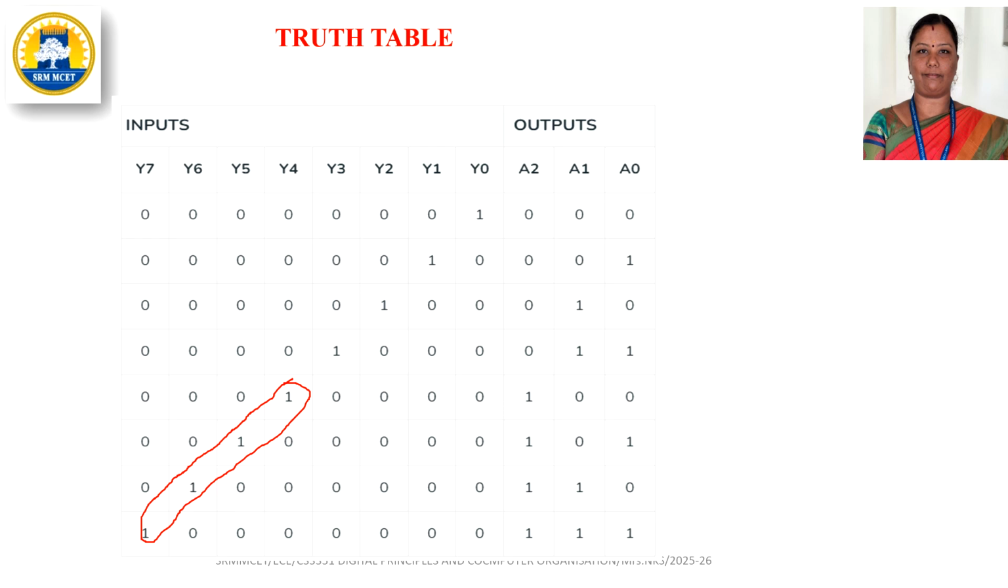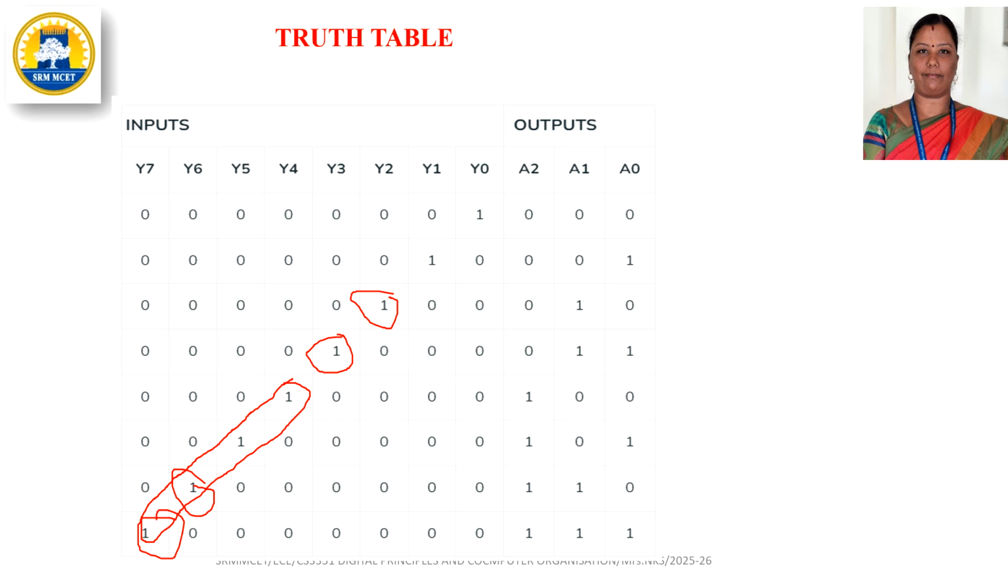Likewise, A1 is also high for 4 inputs. They are Y2, Y3, Y6 and Y7. So A1 is equal to Y2 plus Y3 plus Y6 plus Y7.